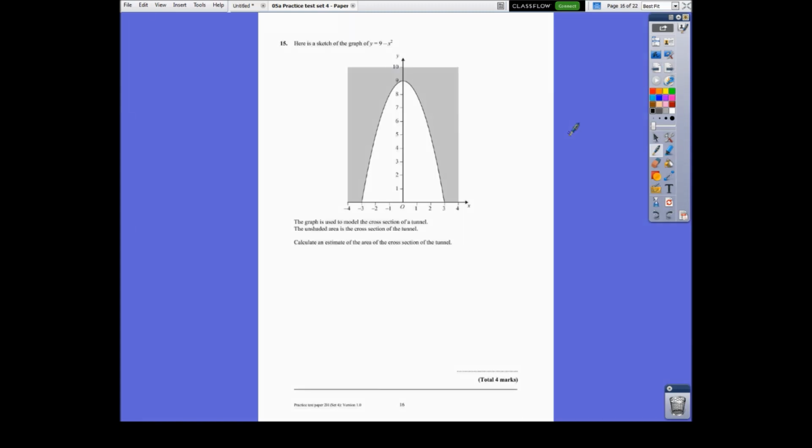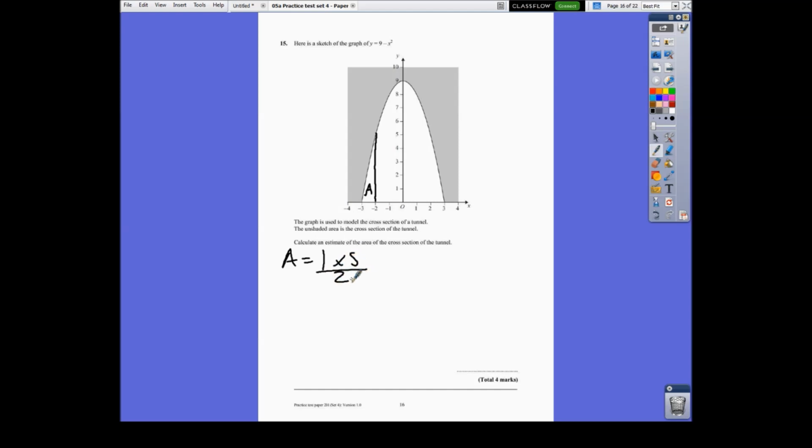Question 15. Here is a sketch of the graph y equals 9 minus x squared. The graph is used to model the cross-section of a tunnel. The unshaded area is the cross-section of the tunnel. Calculate an estimate of the area of the cross-section. So, to find the area of a curve like that, we need to be splitting that into shapes that we can actually find the area of. So, if I split this up, every one going straight up as accurately as we can, if I call that shape A, it is a triangle with a width of 1 and a height of 5.